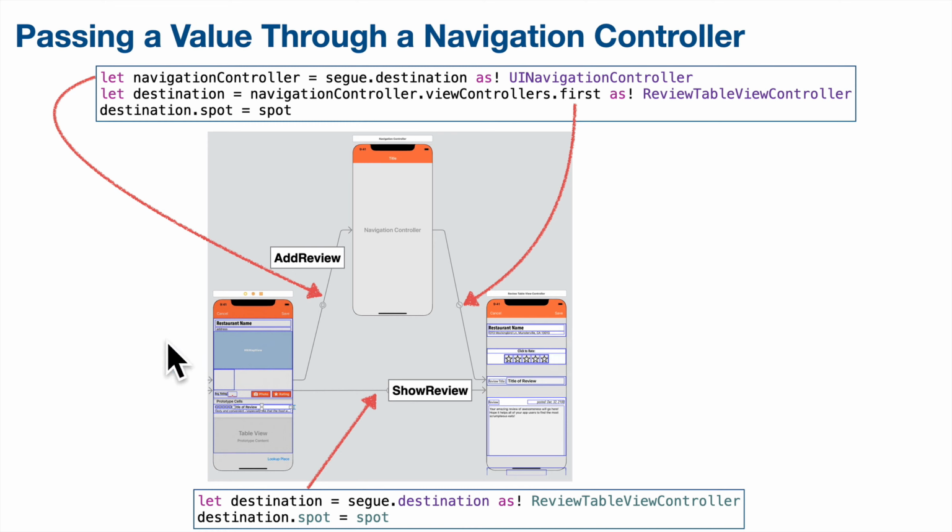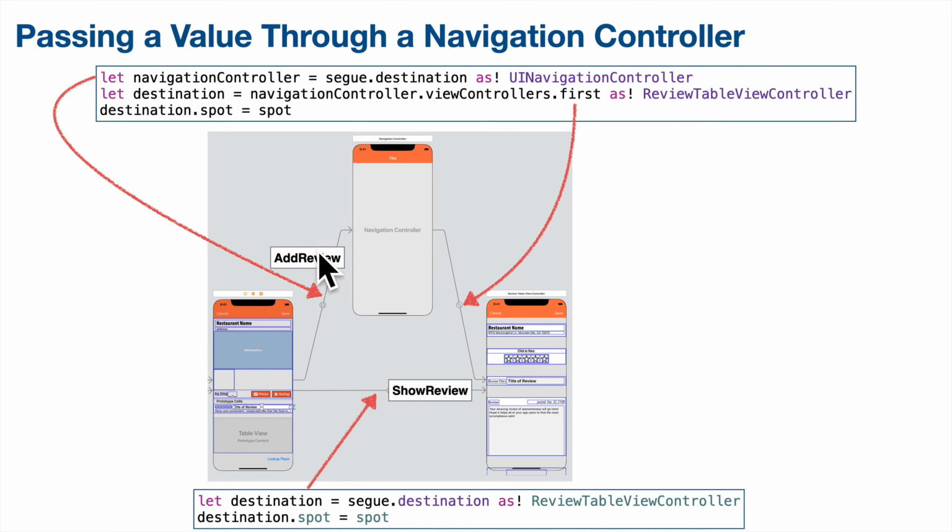Now, most of the time when we pass data to a view controller, we're doing it when a user clicks on a table view cell and we show segue directly to some kind of detail view controller. That's what we're doing if the user clicks on a review in the list of reviews in this table view. See how there's no navigation controller between when we click on the table view cell and we go to the review table view controller? But up here, when we add a review, we've got a bit of a challenge.